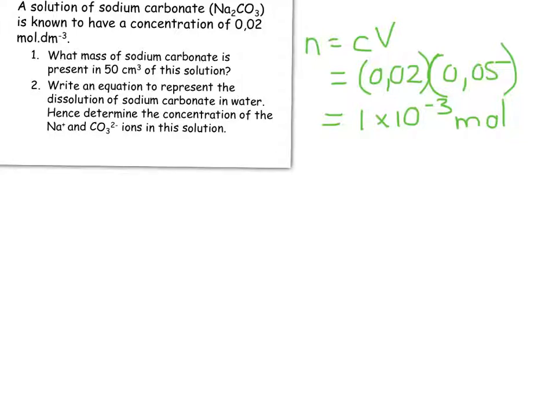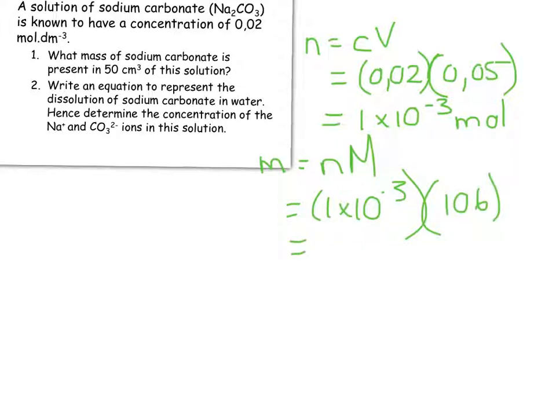I then need to work out my mass. Mass is equal to number of moles times molar mass. I've got a number of moles, 1 times 10 to the negative 3. And my molar mass is of sodium carbonate. Really nice this time. They've given me the formula of sodium carbonate, so I don't have to work it out. So it's going to be 23 plus 23 plus 12 plus 16 plus 16 plus 16. And that works out to be 106. So I multiply that out and I get 0,106 grams of sodium carbonate.